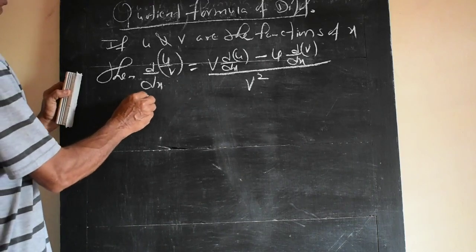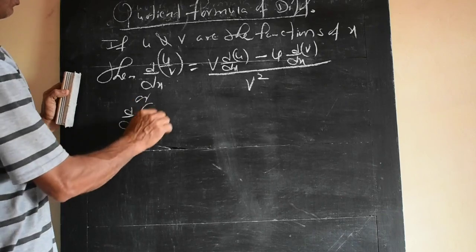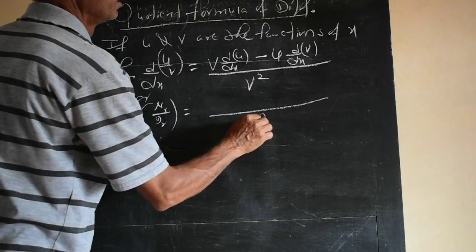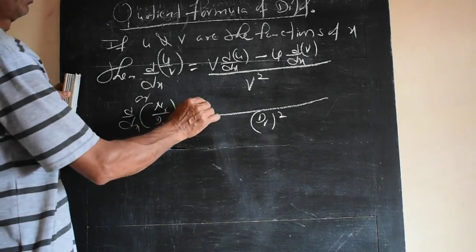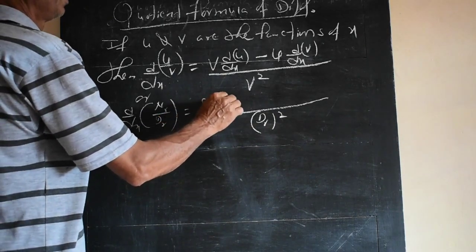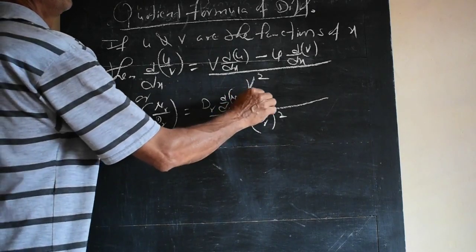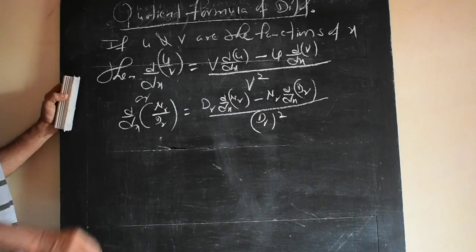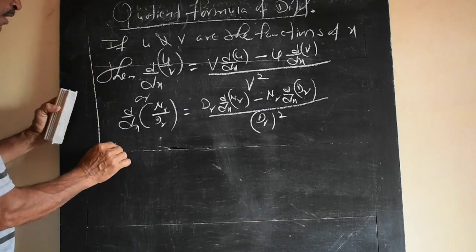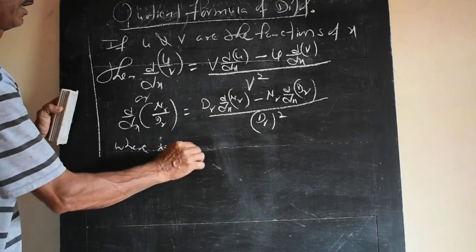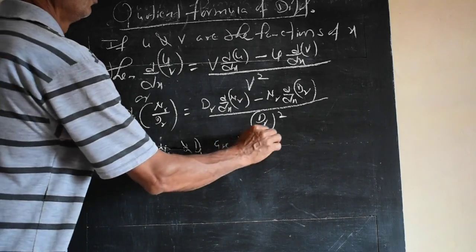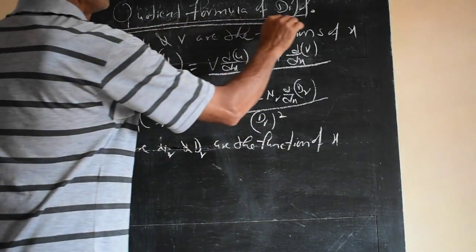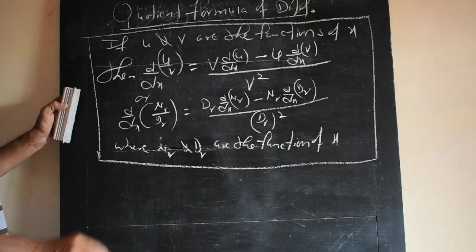Or, one and the same, d by dx of numerator upon denominator is equal to the whole divided by the denominator whole square, where in the numerator the denominator is taken first: denominator into d by dx of numerator minus numerator into d by dx of denominator, where numerator and denominator are functions of X. This is the quotient formula. Let us take one or two examples on this quotient formula.